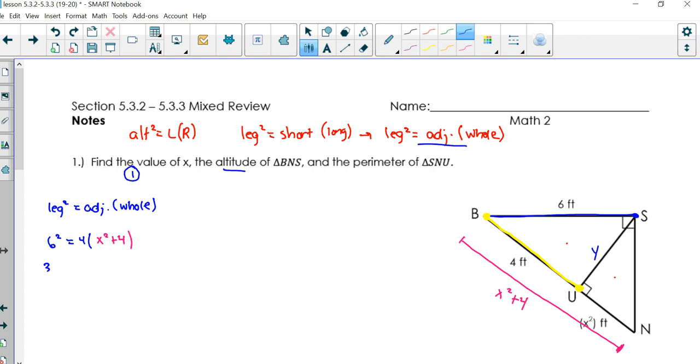Okay, so if I simplify this, I have 36 equals, if I distribute, 4x squared plus 16. Okay, I can see it's quadratic. I only have one x squared term, so I can actually get it by itself. I do not need to move this over and try to factor. I could, just don't need to. So I'm going to subtract 16. That's going to give me 20 equals 4x squared. I'm going to divide by 4.